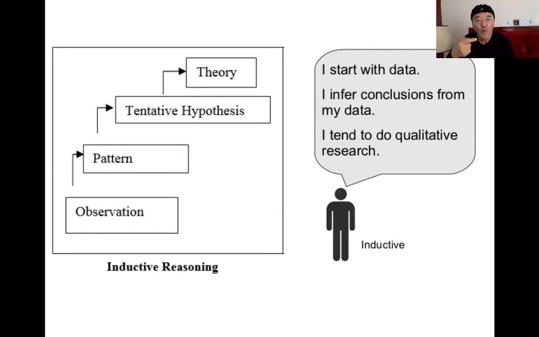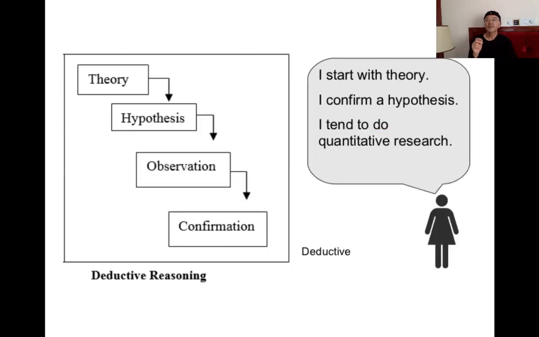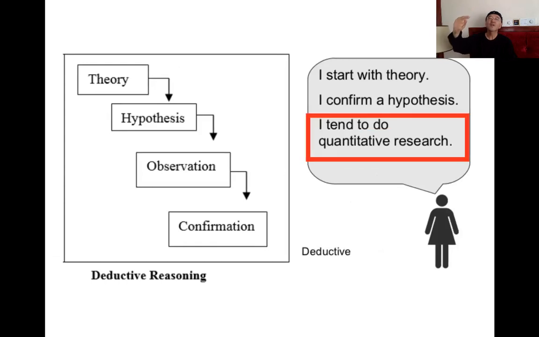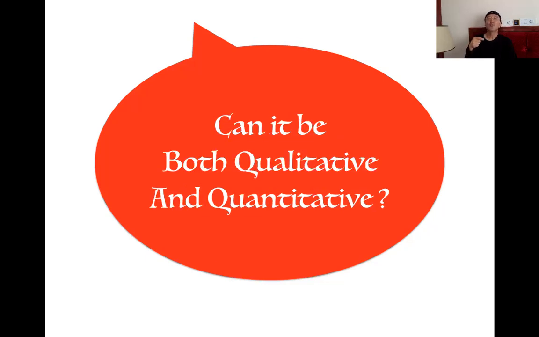Now, this tends to be qualitative research. Qualitative research, okay? So the whole thing is, is it going to be qualitative or is it going to be quantitative? And you're going to be constantly asked that question, okay? Inductive tends to be qualitative. What about deductive? Deductive, you start with the theory, you confirm with the hypothesis, and then you tend to be quantitative, right? So qualitative versus quantitative is something that you have to make a decision on, right? But is it always versus? Can it be both qualitative and quantitative at the same time?